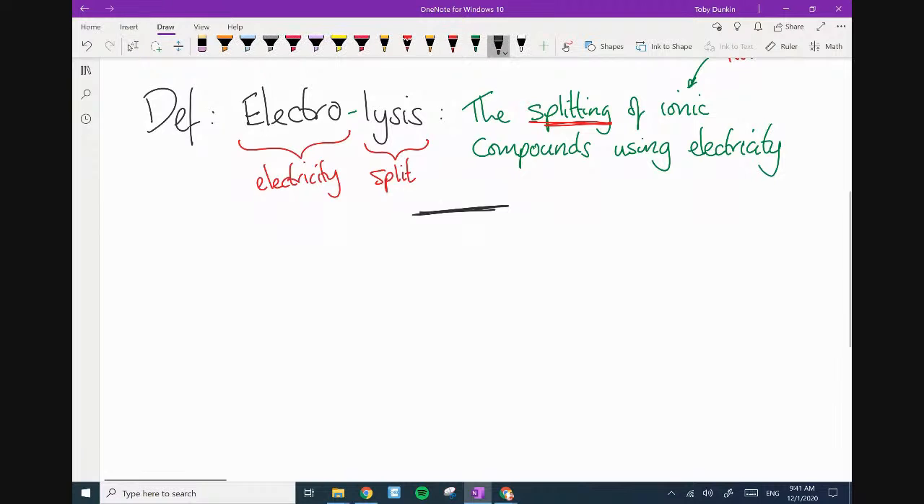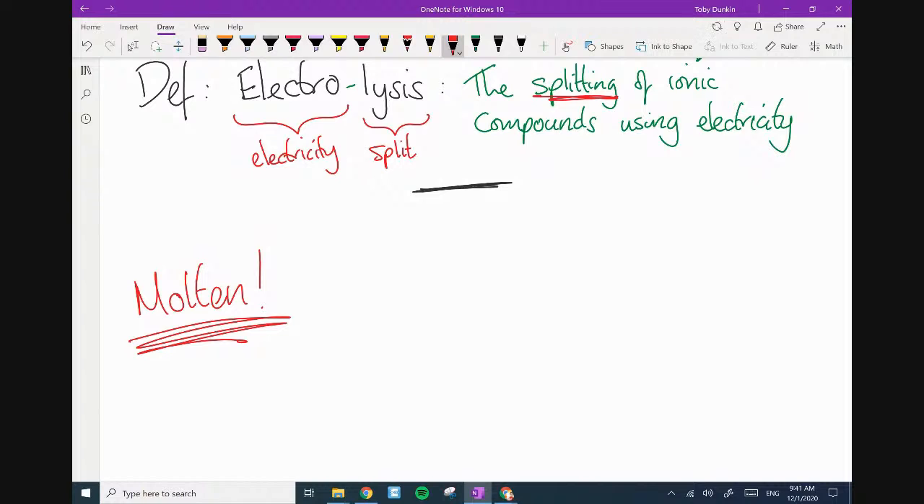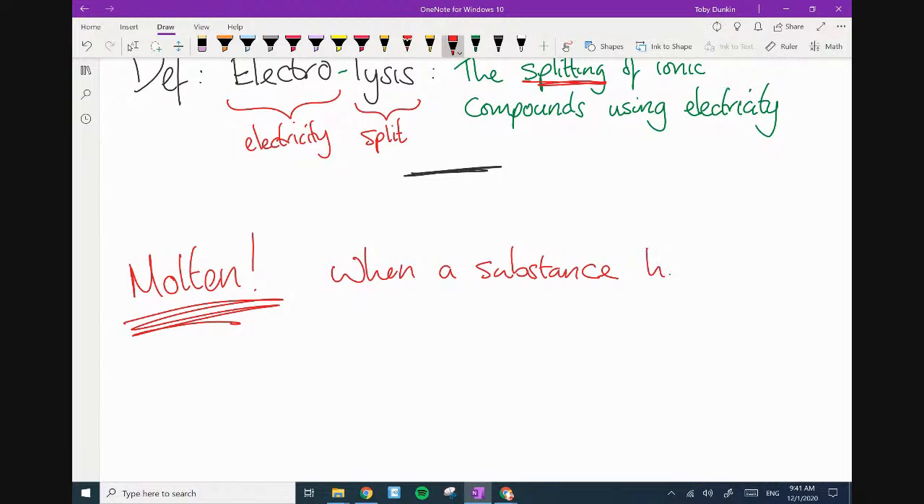Okay, so the next thing, molten. The first thing is I do want to mention molten again. Molten simply means when a substance, it can be ionic, it could be covalent, in this case we're looking at ionic, is heated until it becomes a liquid. So this is hot liquids, folks.